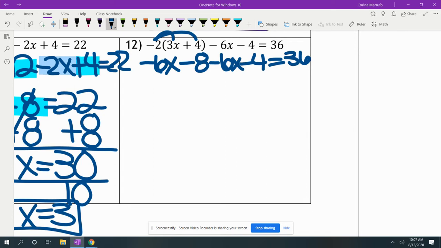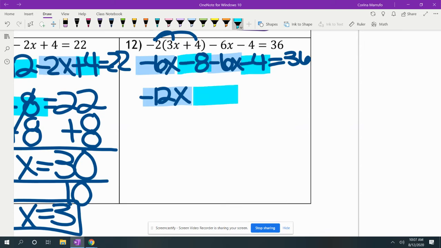Now we start combining like terms. So our like terms here are -6x and -6x together. It is going to give us -12x. Then we have -8 and -4, which are also like terms.